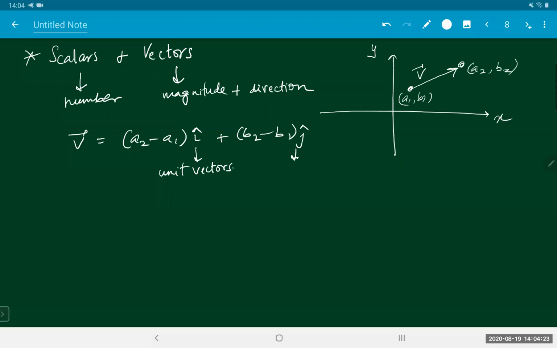So this is the unit vector along the x-axis, and j is the unit vector along the y-axis. All it says is, i hat says take one step of size 1 along the x-axis. j hat says take one step along the y-axis. That's what j says. So that's i and j. And this is how you represent the vector.